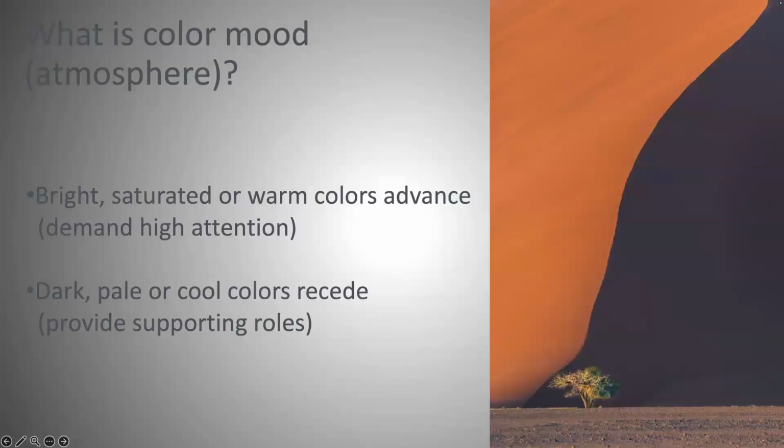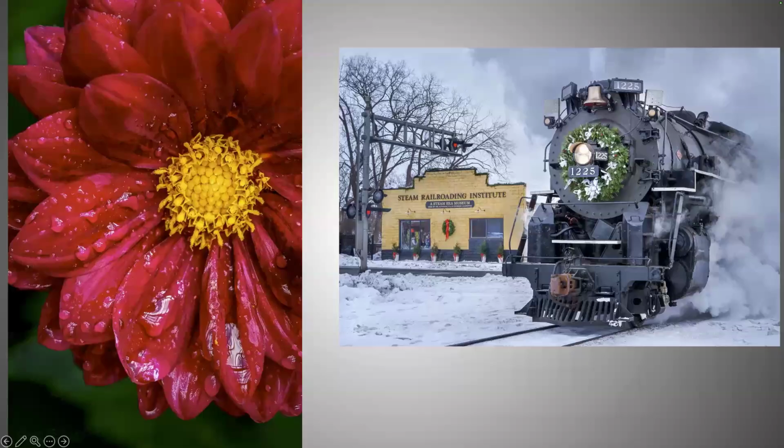So what is the color mood? Again, bright, saturated, warm colors advance or demand high attention. Dark or pale colors, cool colors sometimes also recede and provide a supporting role. Again, here's a similar dune in Namibia. So the shaded side is a supporting role, but the sunny side is really demanding your attention. And that light hitting the tree, I think, is demanding your attention as well. So again, bright, vibrant colors advance, muted, subdued colors recede.